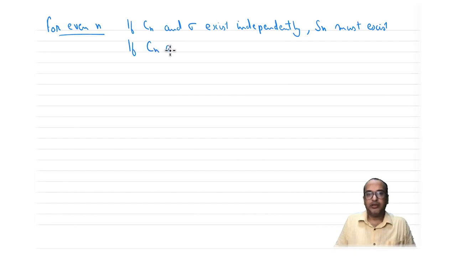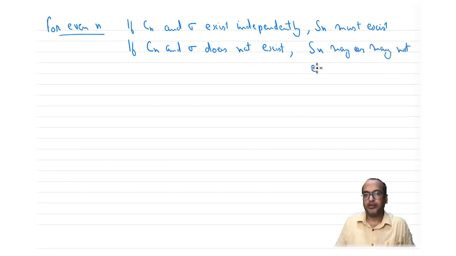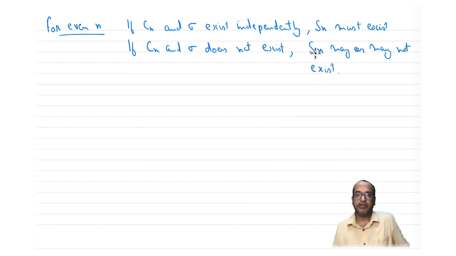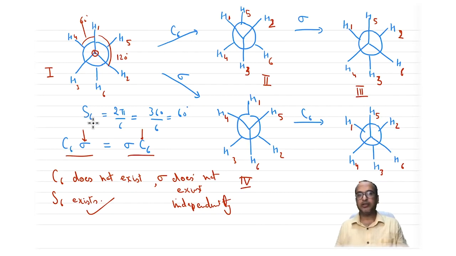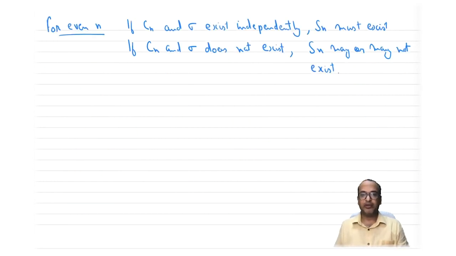If Cn and sigma do not exist, Sn may or may not exist. So we have to actually do it and test. There is no rule which says that it must exist or must not exist. If Cn and sigma do not exist, we have seen this example. In this particular case, neither C6 nor sigma was present, but still S6 was present, right? So we can safely say that if they do not exist, Sn may or may not exist. So you actually have to test it out by actually doing the operations. But if they exist independently, you can safely say that Sn must exist.